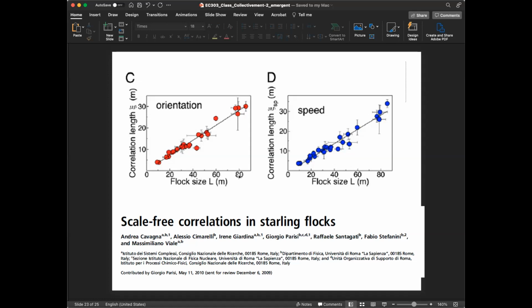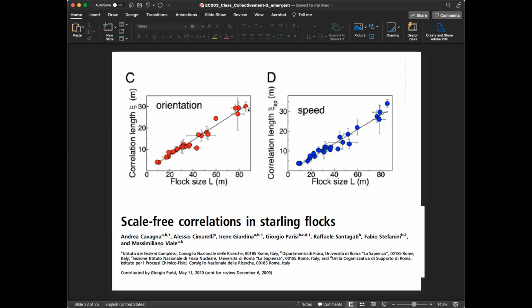Compare, say, 10 versus 80. The 80 flock size, if it was a linear flock, will have 8 times the number of birds as the 10 meter flock size. But because it's a three-dimensional flock, the number of birds in this flock size will be 8 cubed times that of the flock size of 10 meters. Okay, that's the way to think about this. Keeping that in mind, what you see is a huge range on the y-axis.